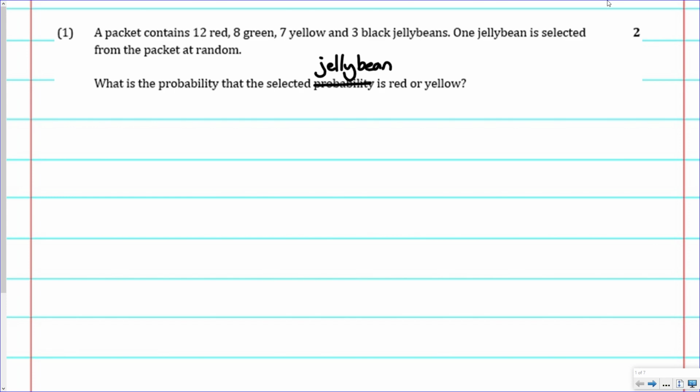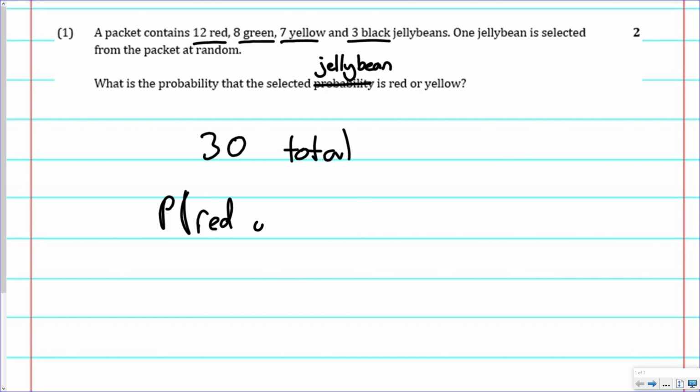Continuing on. So we see that we add up all these numbers, so the 12 red, 8 green, 7 yellow, 3 black, that equals 30 jelly beans, so there's 30 in total. And so if we're choosing out of this 30 in total, the probability that it is red or yellow would be, whenever we're thinking the word or, we add. So the probability that it's red would be 12 over 30, and the probability that it will be yellow would be 7 over 30. That leaves us with 19 over 30.